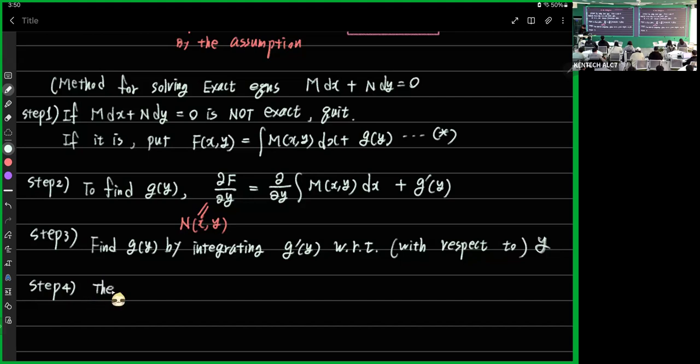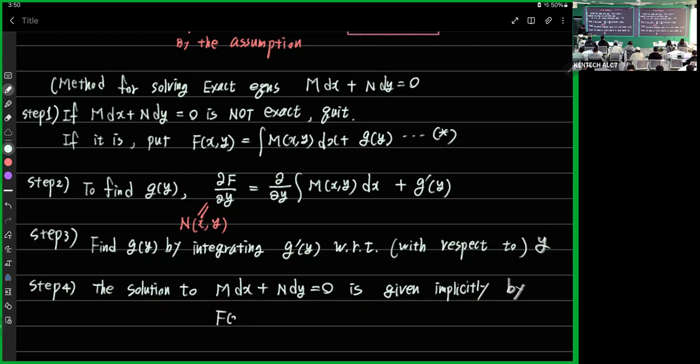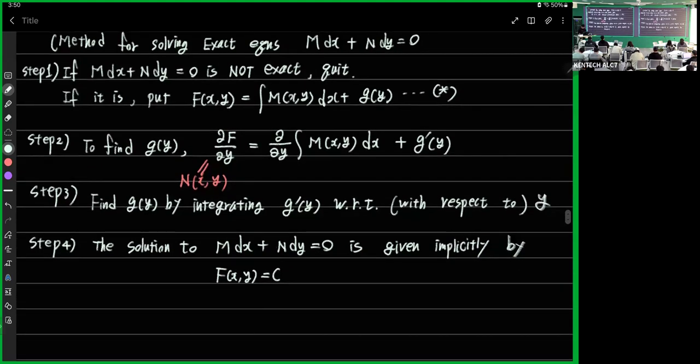So the solution to the exact differential equation is given implicitly by F of x comma y is equal to c. You can put any number into c for finding the general solution. But when you find a particular solution using the initial condition, you can find out c.